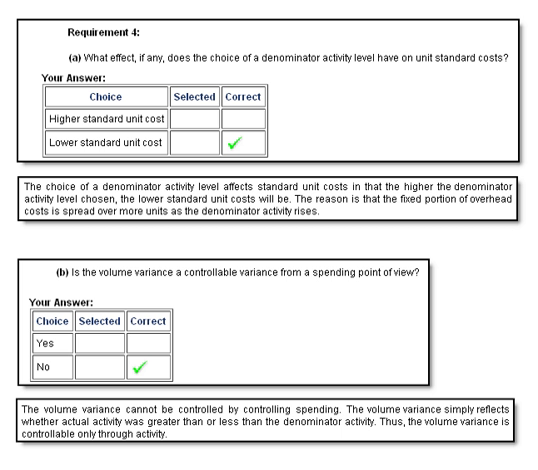Then on Part B it says, is the volume variance a controllable variance from a spending point of view? And the answer is no. The volume variance can't be controlled by controlling spending. It's simply the result of whether actual activity was greater than or less than the denominator activity, or the predetermined budget level activities, another way of thinking about that. Thus the volume variance is controllable only through the activity. It's not a function of controlling your spending.